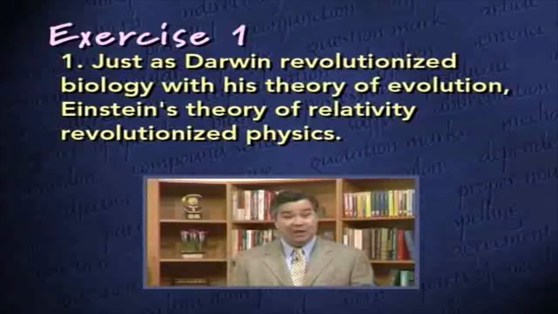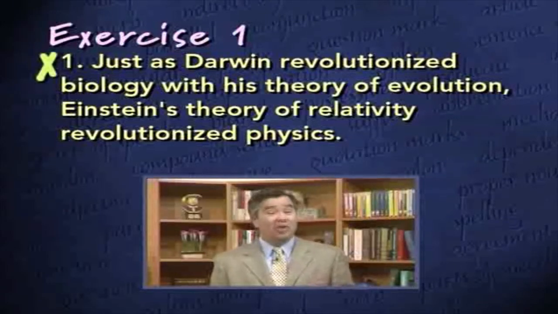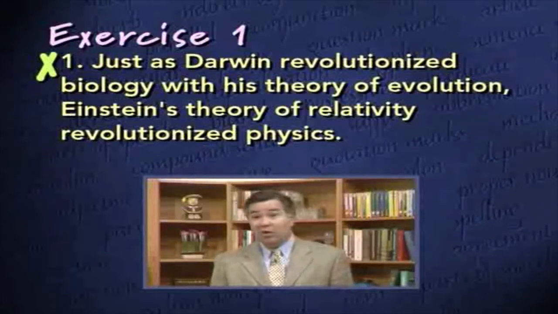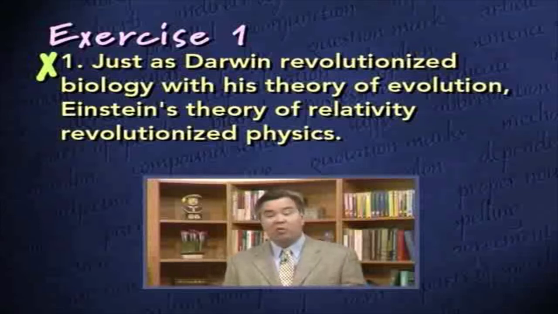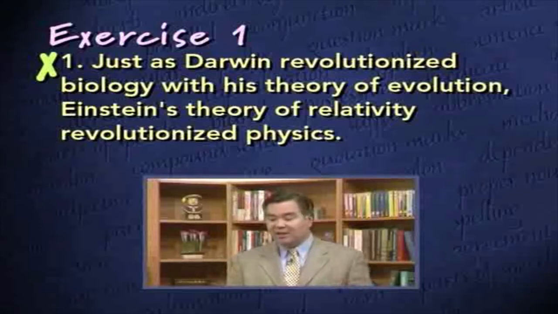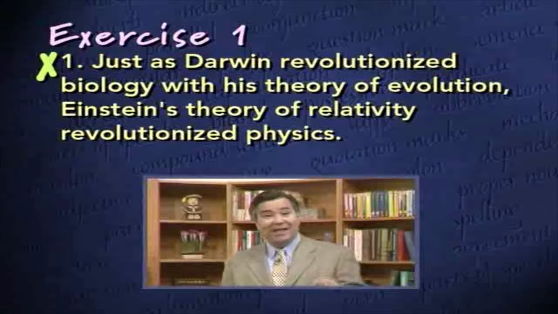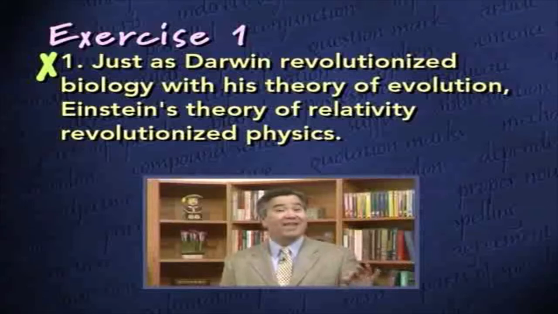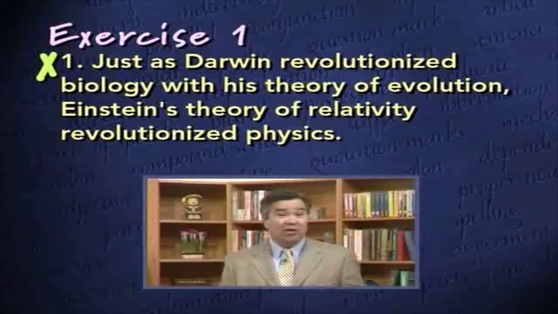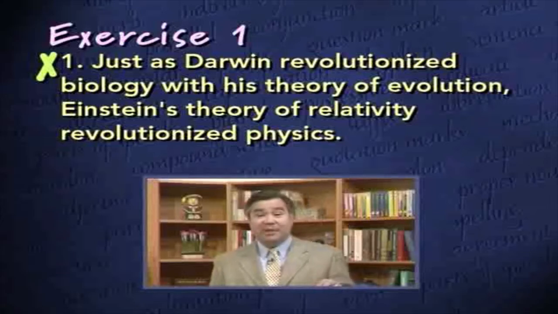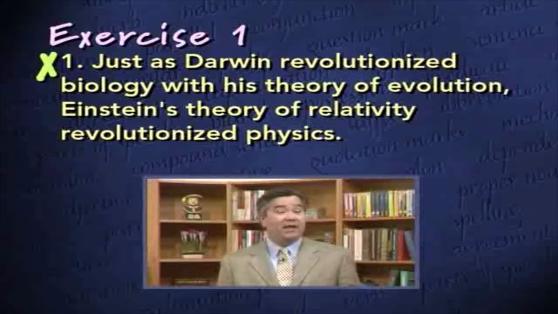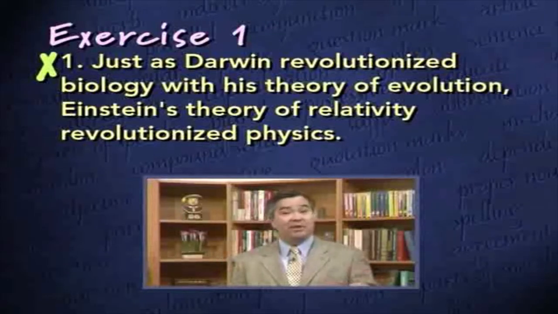Now, has that been done in the sentence the way it's written? The answer is no. The principle of parallelism has been violated. Look at the difference between the 2 clauses. The first clause says, Darwin revolutionized biology with his theory of evolution. The clause begins with the name of the scientist, Darwin, and it ends with the prepositional phrase, with his theory of evolution. The second clause is not set up in the same way. It doesn't begin with Einstein. Instead, it refers to Einstein's theory of relativity, and the clause does not end with a prepositional phrase.